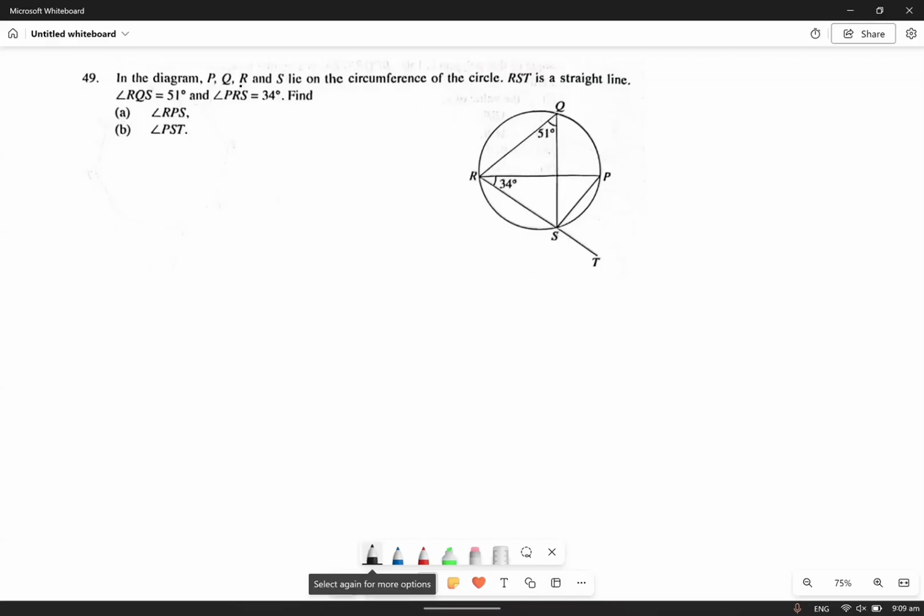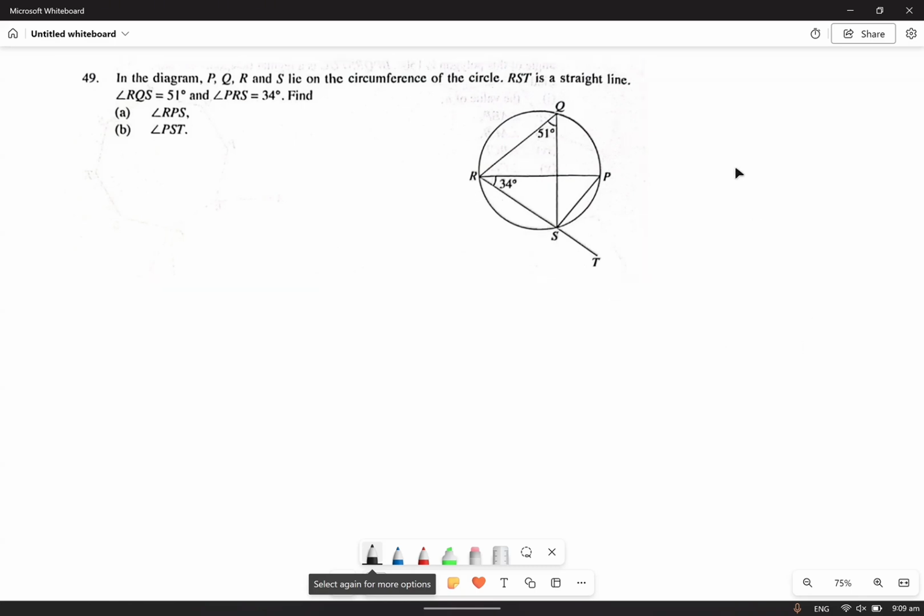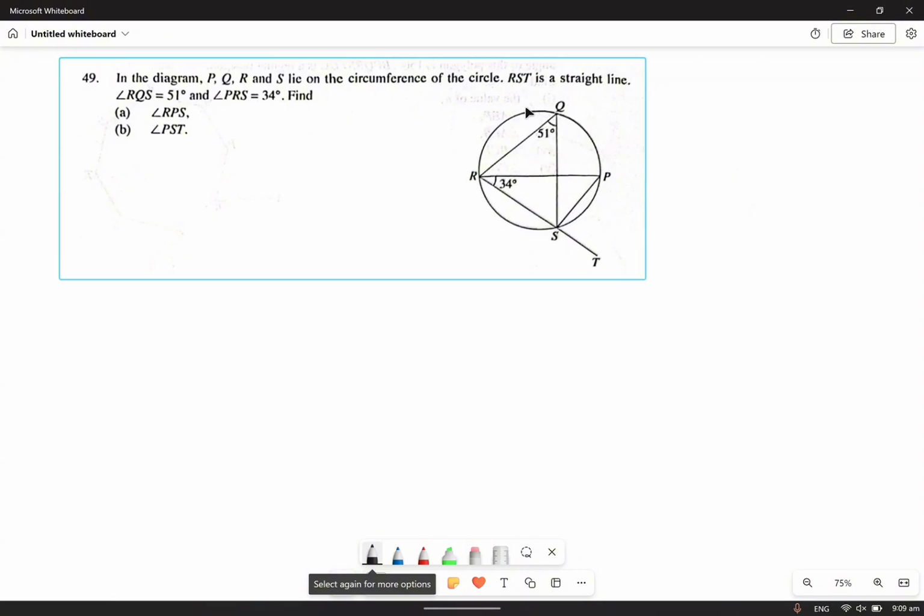In the diagram, P, Q, R, and S, can you all see P, Q, R, and S or cannot see? Can see, yeah? P, Q, R, and S. Okay, if I'm too fast, let me know. They lie on the circumference. P, Q, R, and S lie on the circumference. The circumference means the arc length.